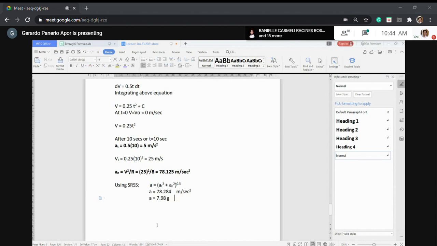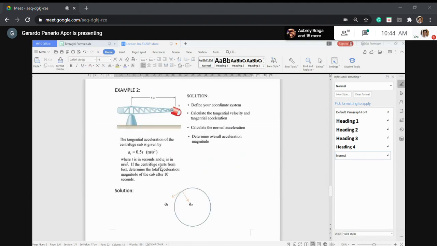Kanang maka-experience ka G, kanang magsakay bitaw ka ng mga roller coaster, you will experience G there, no? A lot of G. So this 7.20 G is very big already, no? So I am asking if human can still withstand this kind of acceleration. Grabe naman kaya niya siya. So like that. So this is the problem all about, no?